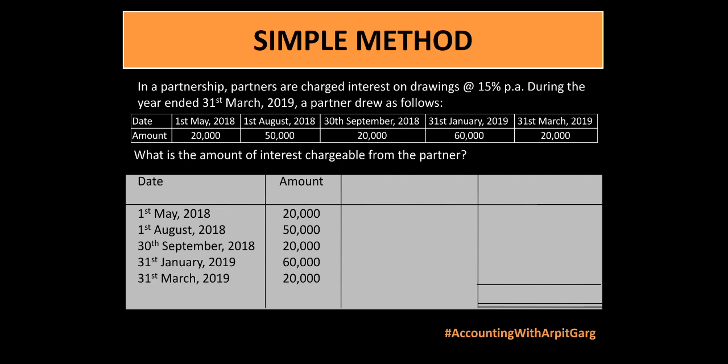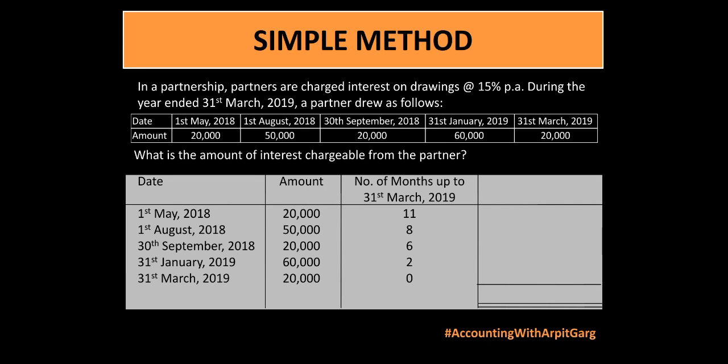Now, look for the last day of the year. Can you see? The last day of the year is 31st March 2019. So, in terms of months, remember, calculate the time between the date of drawing and the last day of the year. That is the number of months up to 31st March 2019.